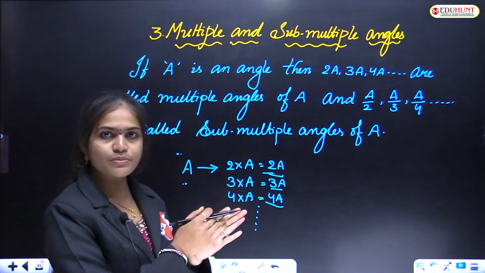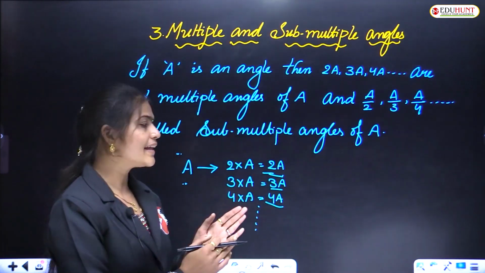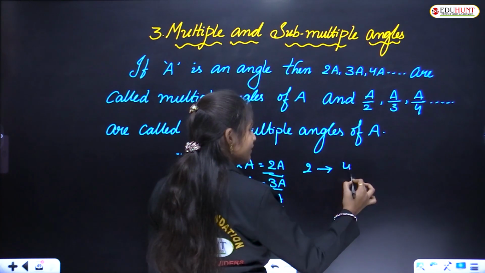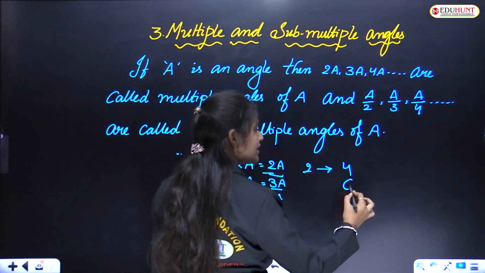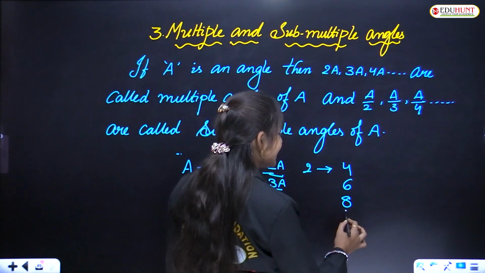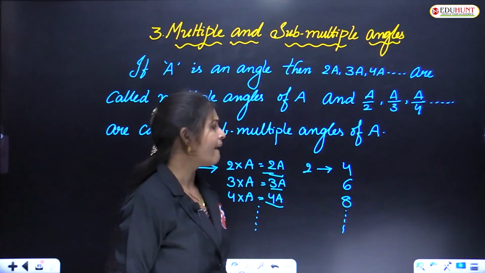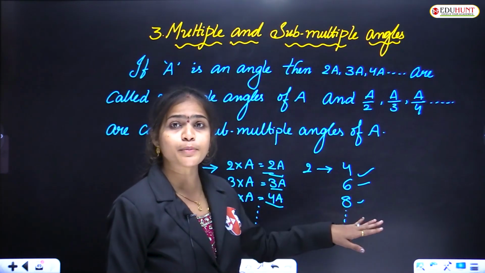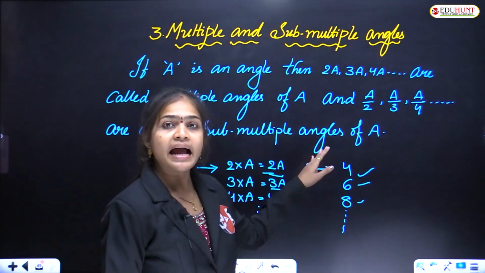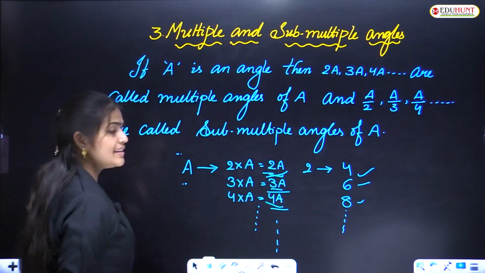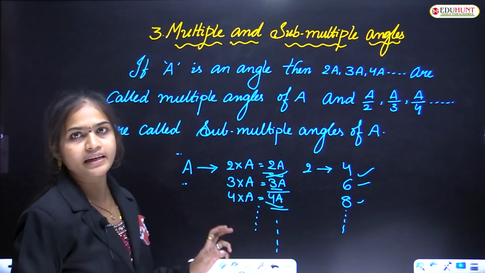Okay, so A is one of the angles. Just like that, for example, 2 multiplied by 2, we will get 4. 2 multiplied by 3, we will get 6. 2 multiplied by 4, we will get 8 and so on. Then we call 4, 6, 8 and so on the multiples of 2. Yes or no? And in the same way, here 2A, 3A, 4A and so on are the multiples of A.